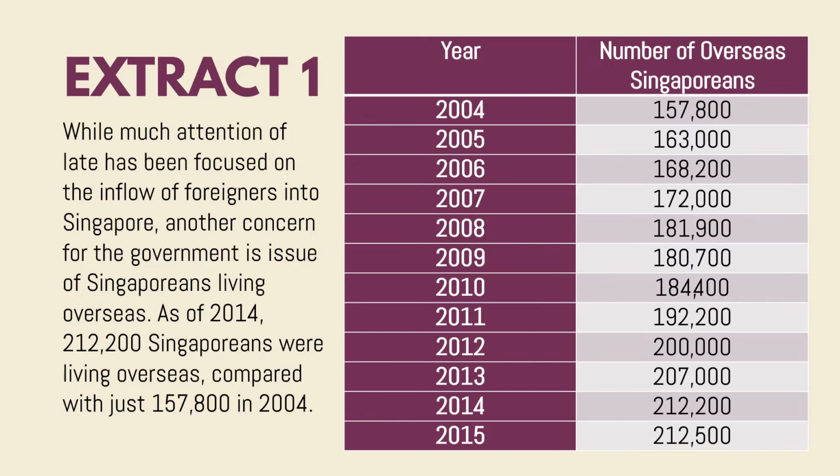While more attention of late has been focused on the inflow of foreigners into Singapore, another concern for the government is the issue of Singaporeans living overseas. As of 2014, 212,200 Singaporeans were living overseas compared to 157,800 in 2004. This is the table that is given to us from 2004 all the way to 2015. You see the numbers steadily increase.